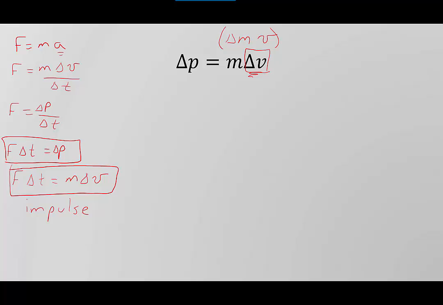And this is really important because if you think about it for a minute, let's say that we are driving in a car and suddenly a deer jumps out in front of us. If that's the case, then we want our momentum to change very quickly. We need a large force in a short period of time. So we slam on the brakes.